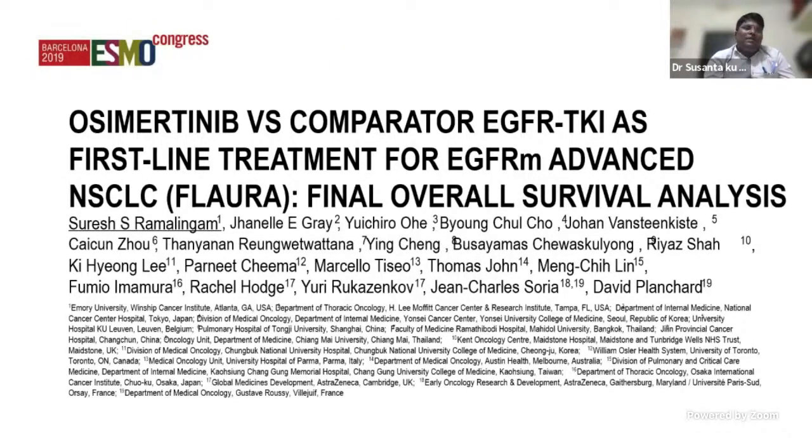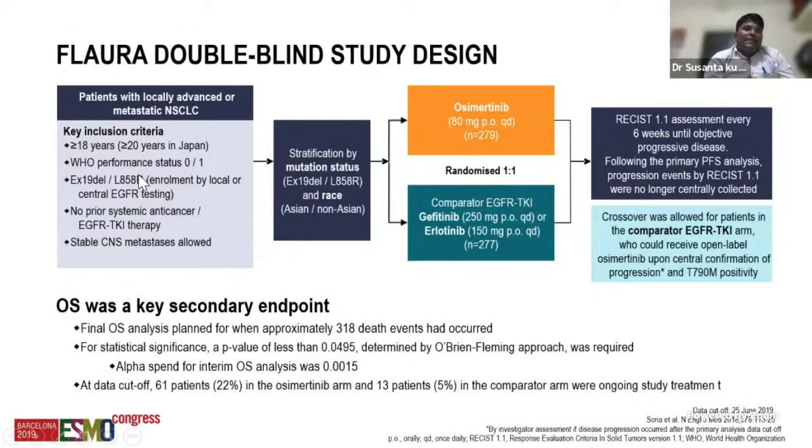So coming to osimertinib, the third generation, more specific EGFR TKI, it is the FLAURA trial. We analyze the final overall survival data. So this is the trial design. They included patients with histology, performance status 0-1 with EGFR mutation and no prior systemic anti-cancer therapy or EGFR TKI, and they also allowed stable CNS metastasis. In other cases, they did not include CNS metastatic patients.